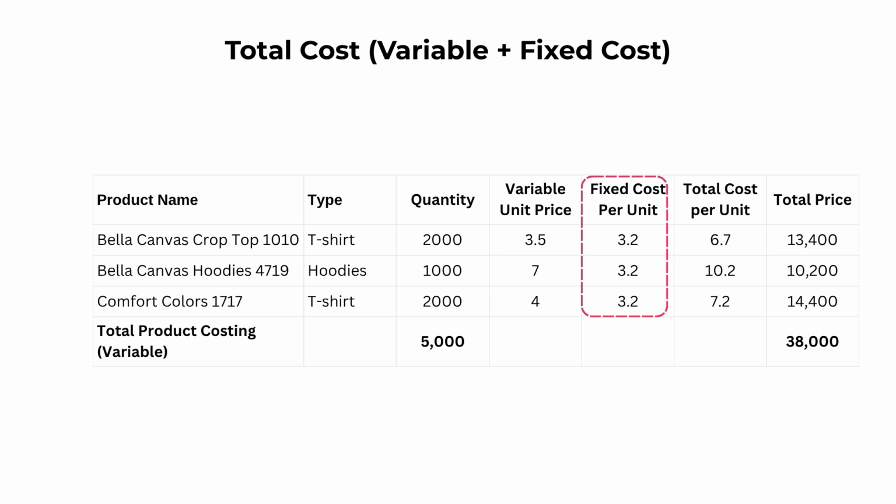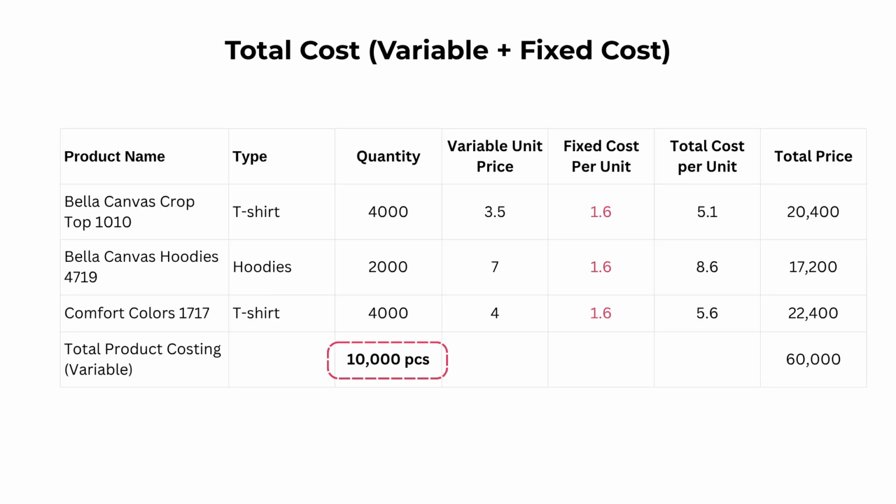So you will have 6.7, 10.2, 7.2. So this is going to be the number, and if you see the total, again it's going to be $38,000. So whether you add the fixed cost and the variable cost separately, or you use this method where you are adding the fixed cost additionally to the variable cost for low MOQs, you still end up with $38,000 in terms of invoice value for the total thing.